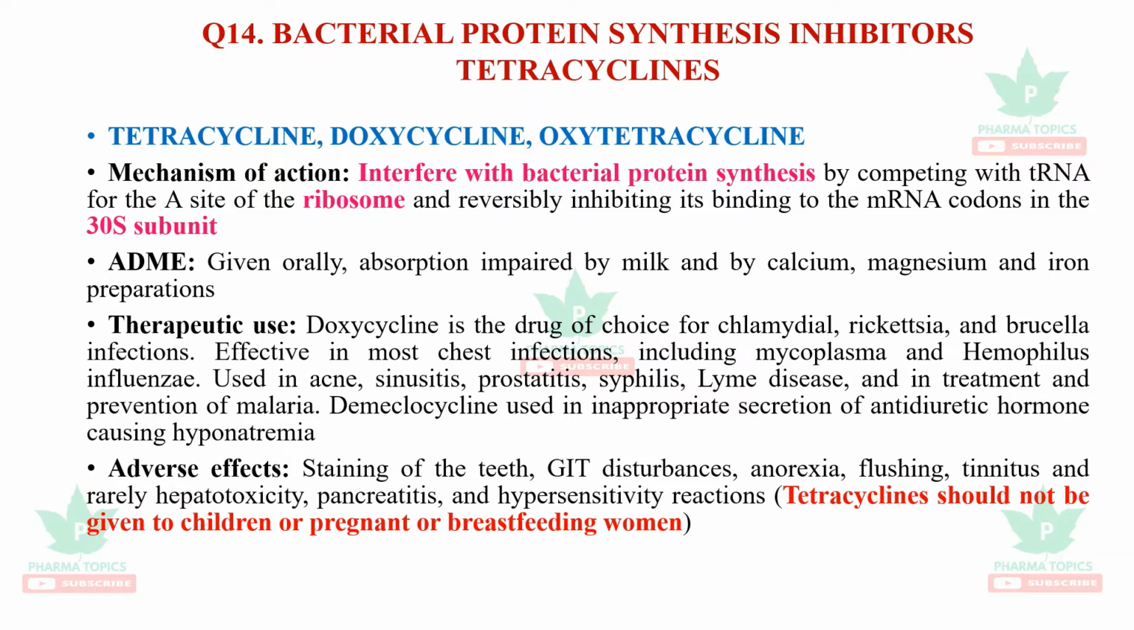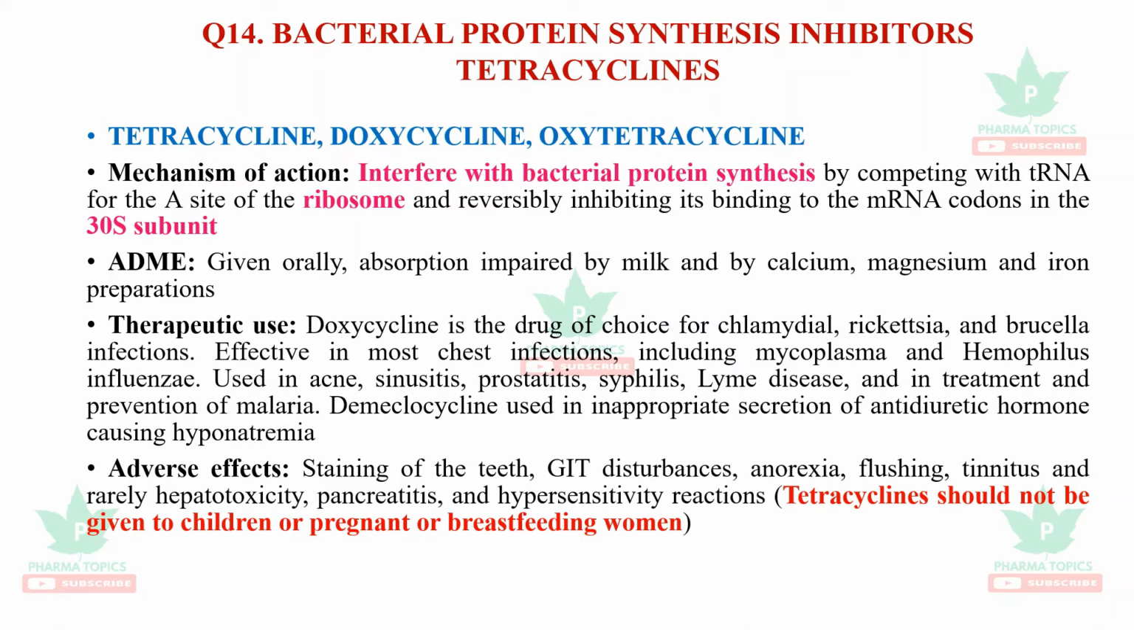Doxycycline is the drug of choice for chlamydial, rickettsia, and brucella infections. It's effective in most chest infections, including mycoplasma and Haemophilus influenzae. Tetracyclines are useful in acne, sinusitis, prostatitis, Lyme disease, and in treatment of malaria. Demeclocycline is used in inappropriate secretion of antidiuretic hormone, that is SIADH, causing hyponatremia. Adverse effects include staining of teeth, GIT disturbances, anorexia, flushing, tinnitus, hepatotoxicity, pancreatitis, and hypersensitivity reactions.